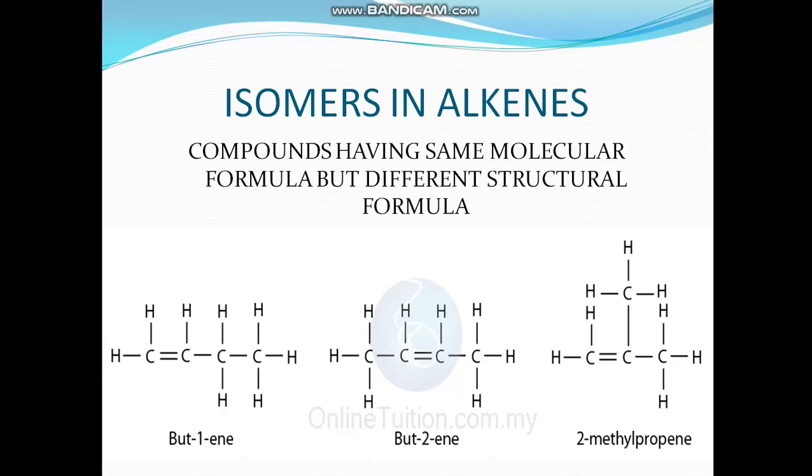Now if we see but1ene and 2-methylpropene, what's the difference? Here chain isomerism is represented. The same number of carbon atoms are present, that is 4, and the same number of hydrogens are present. But in 2-methylpropene, a carbon atom is placed in a branch chain, while in but1ene, all the carbon atoms are placed in the same chain. So the molecular formula is the same but the structural formula is different, and it shows both position as well as chain isomerism.